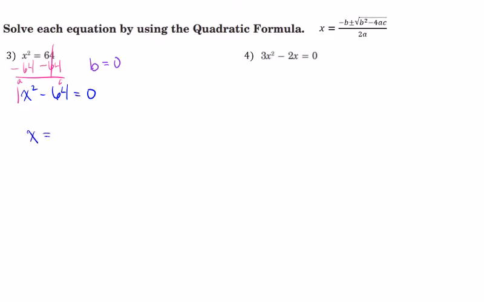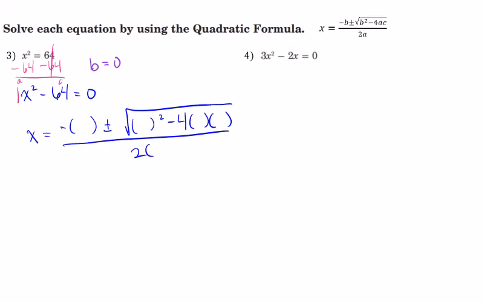So x equals negative b plus or minus the square root of b squared minus 4ac, right? All over 2a. And so I'm going to plug in b, which is 0. Plug that in here and here. Then a is 1, so I plug that in here and here. And c is negative 64, so we plug that in here. All right. So these zeros go away. All right, we can ignore them. So down here, I'm just going to get plus or minus, and let's see what comes out of this radical here.